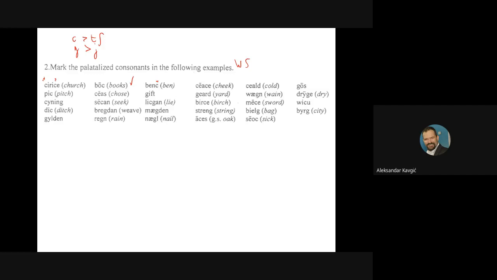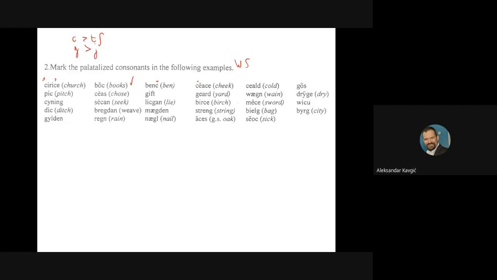Then the next word was keake, and of course you know that we don't say keek today, we say cheek, and that means that the first consonant was palatalized, but the second one was not. Why? Because the second one was probably under the influence of a, which is the back vowel. Only the first one was influenced, so this is why today you say cheek, not cheech or keek.